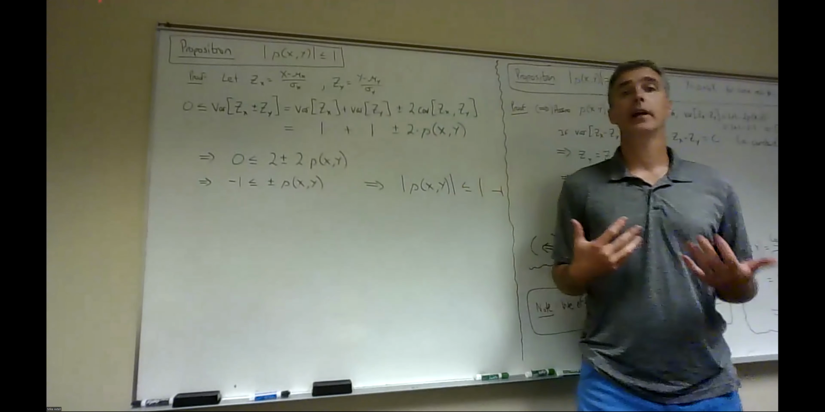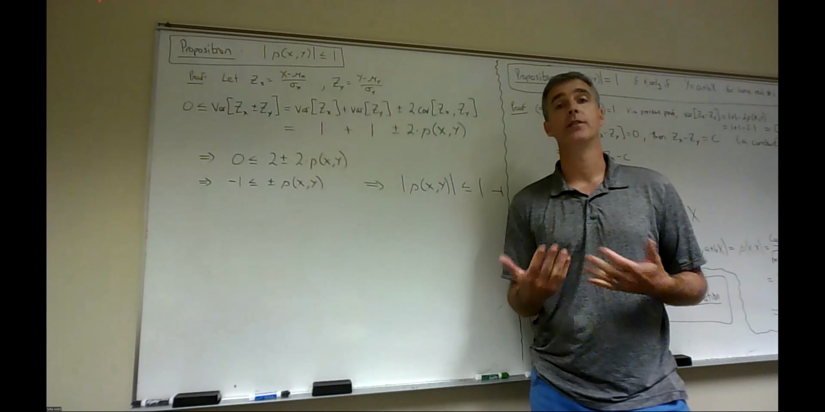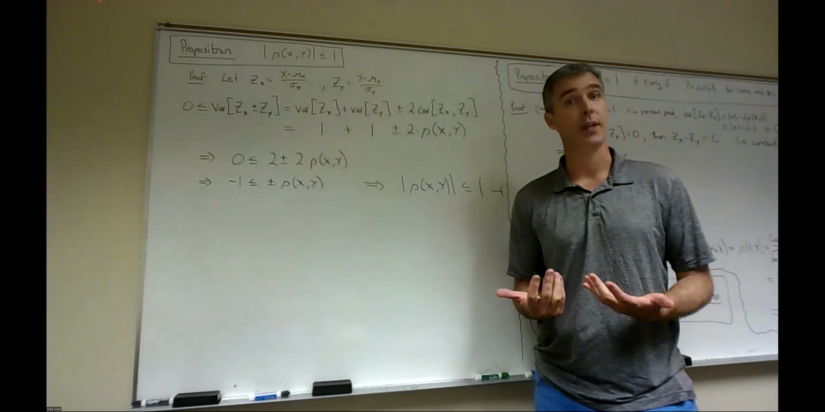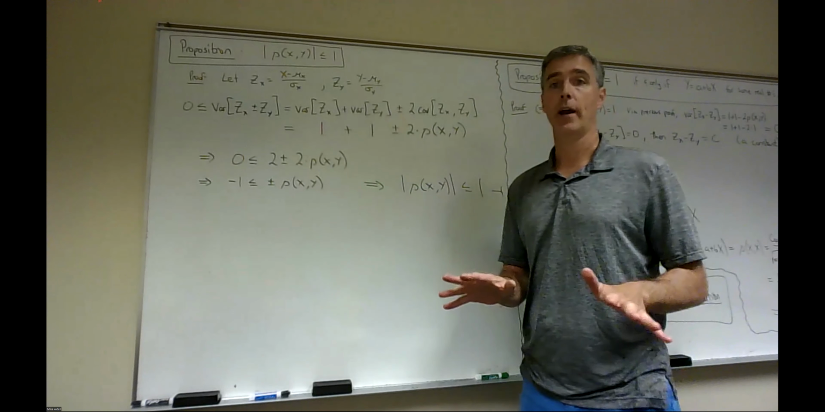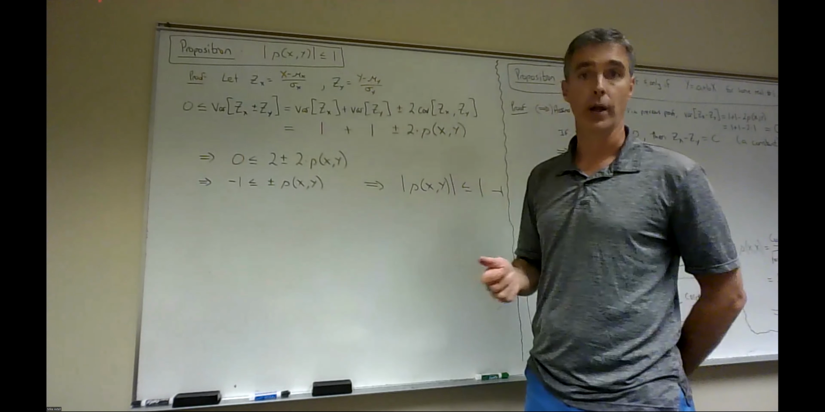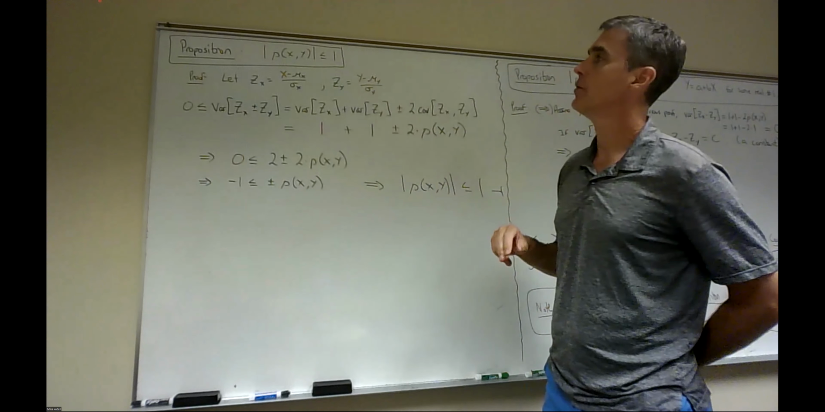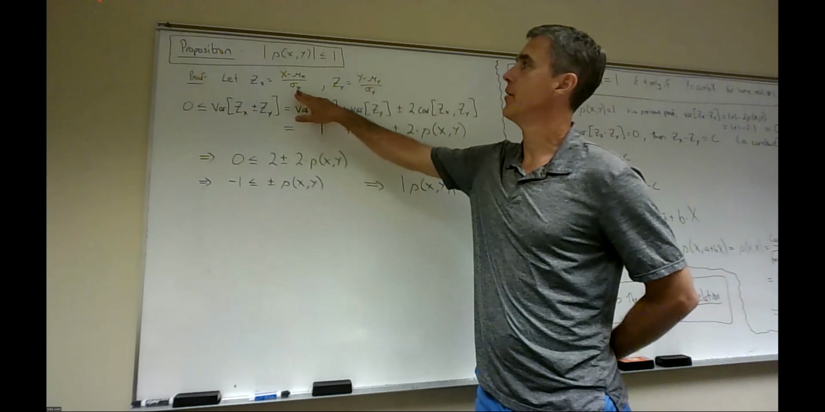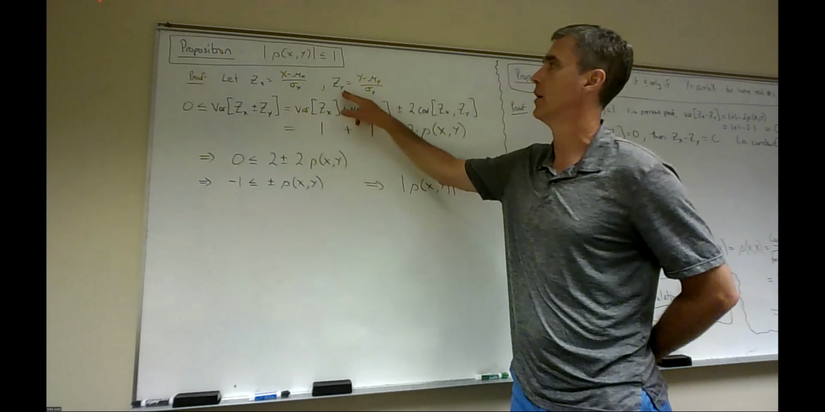Okay, so let's look at a couple of properties or propositions about the correlation coefficient, and then look at how we apply it to actual data. Here's the first one: no matter what X and Y are, the absolute value of the correlation coefficient is always less than or equal to 1. So let's prove this. First off, let's get the standardized version of X and call it Z sub X, and the standardized version of Y and call it Z sub Y.